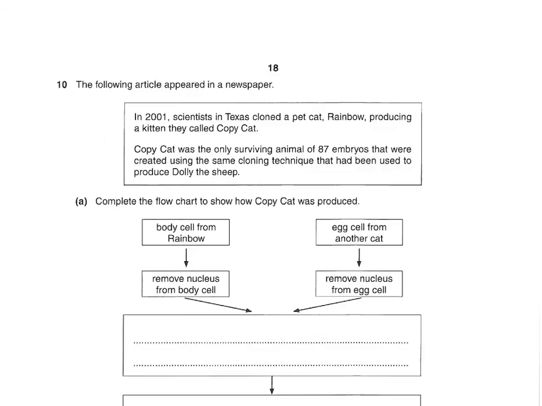Next question. The following article appeared in a newspaper. It says, in 2001, scientists in Texas cloned a pet cat, Rainbow, producing a kitten they called Copycat. Copycat was the only surviving animal of 87 embryos that were created using the same cloning technique that had been used to produce Dolly the sheep. Complete the flowchart to show how Copycat was produced.